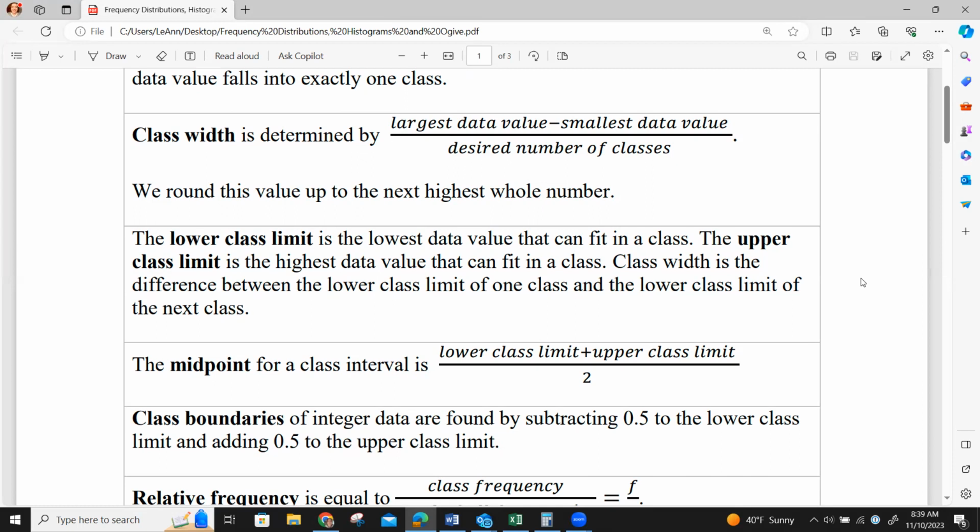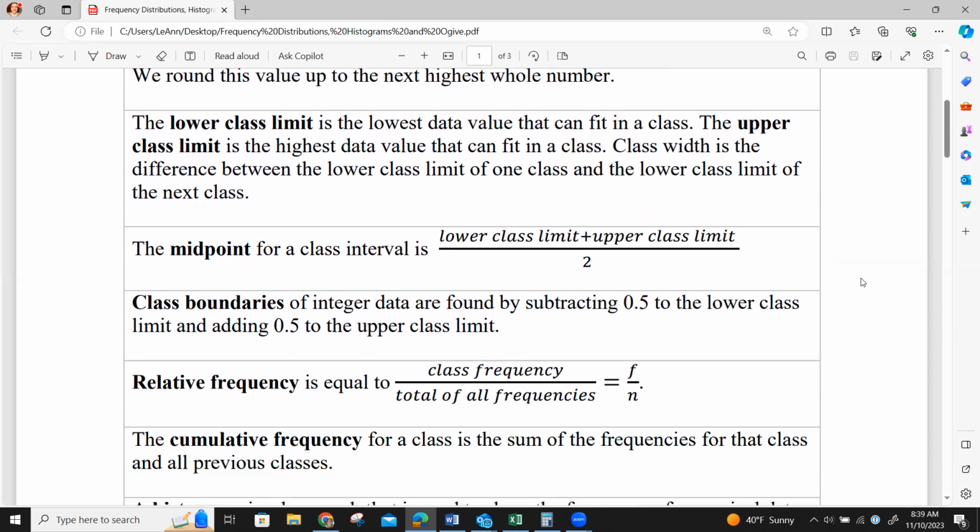The midpoint is very useful when we want to do the histogram. Maybe we want to graph it by boundaries or we might want to graph it by midpoint. The midpoint is found by taking your lower class limit for an interval plus the upper class limit for that same interval and then dividing it by 2. So you're trying to find the middle between the lower and upper parts of the class interval.